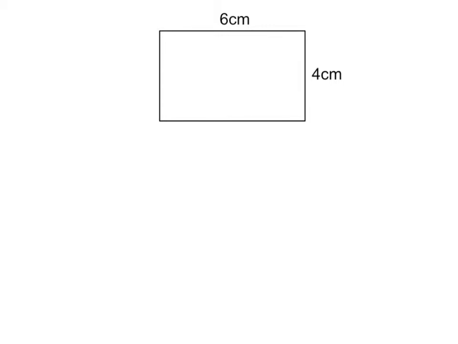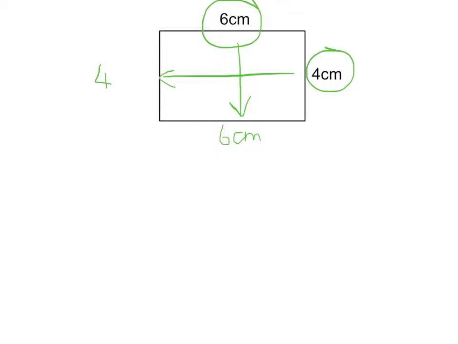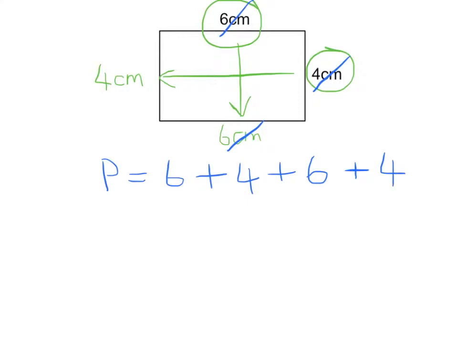This rectangle has a length of 6 centimeters and a width of 4 centimeters. To find the perimeter, simply add all the sides. This side here also has a length of 6 centimeters, and the width on this side is also 4 centimeters. So simply add all of the sides together. Perimeter will be equal to 6 plus 4 plus 6 plus 4, which is 20 centimeters.